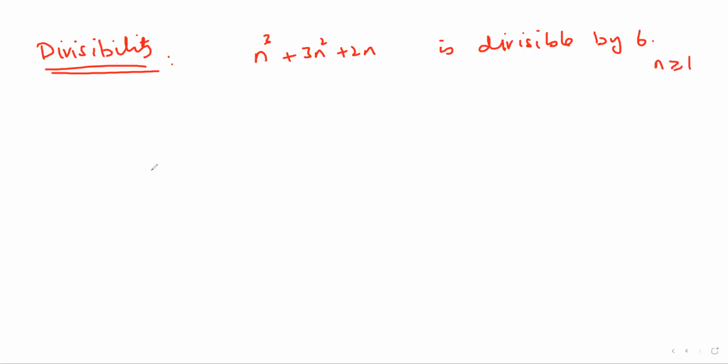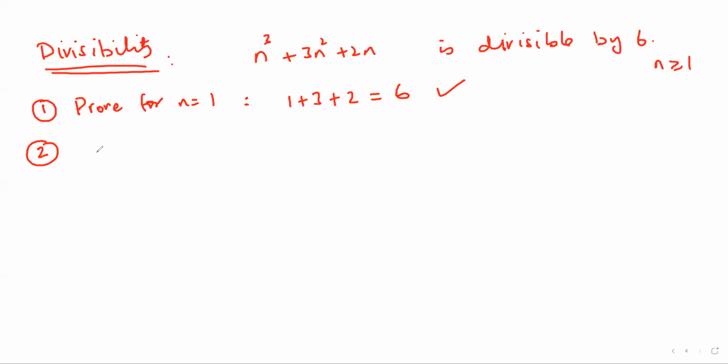Okay, guys? Our first step will always be to prove it for n equal to 1. So I'll put 1 into this: 1 cubed plus 3 into 1 squared plus 2, and that is equal to 6. You can put a tick here, which means this is true for n equal to 1.